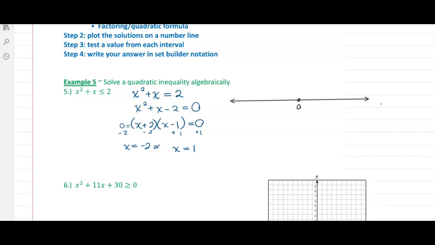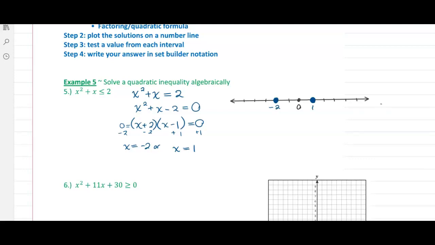Here's 0, 1, 2, 3, 4, 5, -1, -2, and so on. I need to put a closed dot at -2 and a closed dot at 1. Again, I'm using a closed dot because this was less than or equal to.